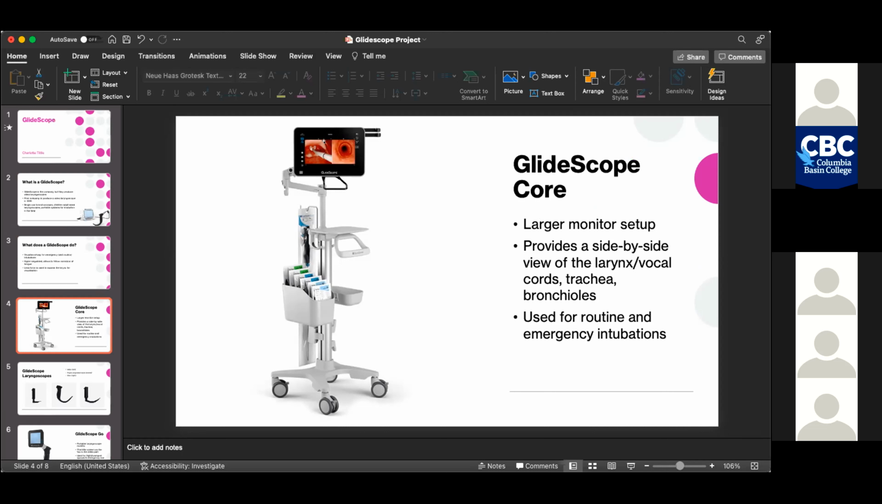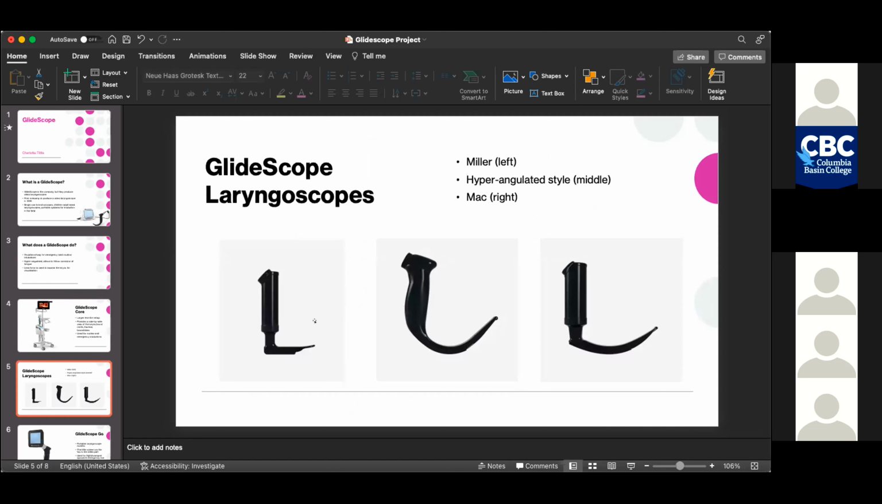So the GlideScope Core, which is this big thing here, has a side-by-side view of the larynx and vocal cords. I think it's supposed to be on the left all the time, and then the view on the right would be of the trachea, and then you can go down into the bronchioles if they're doing a bronchoscopy. And again, they use these when they're intubating someone or for bronchoscopies also. They have this whole setup.